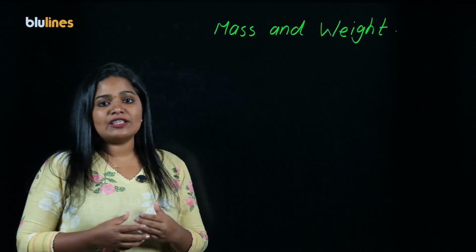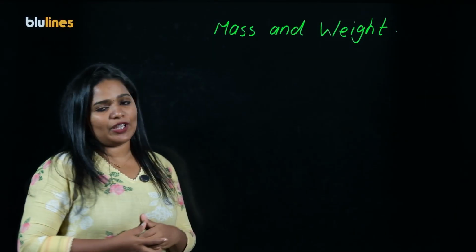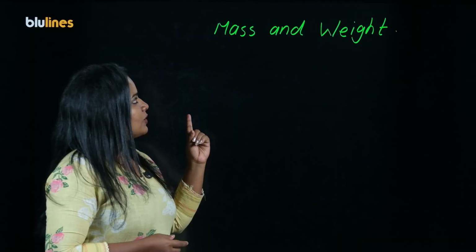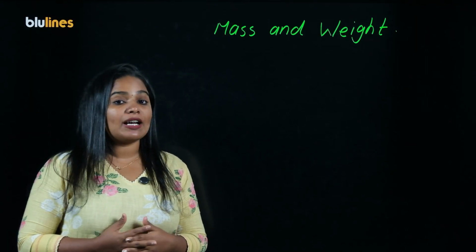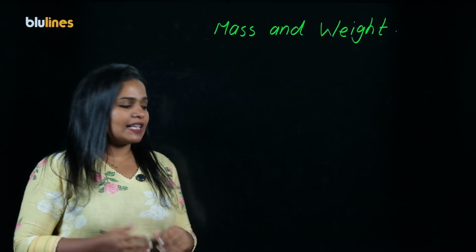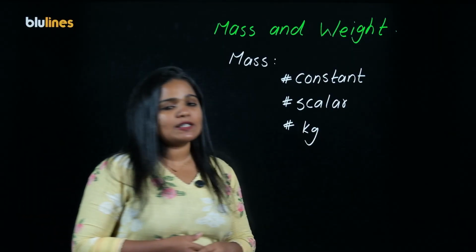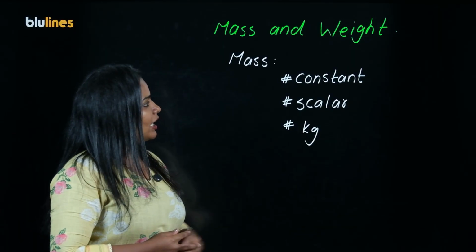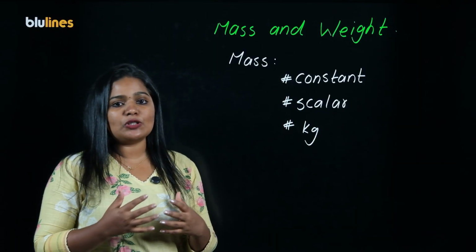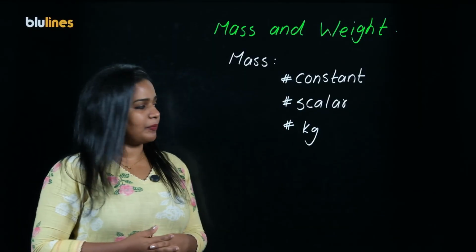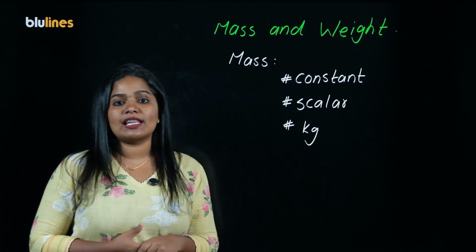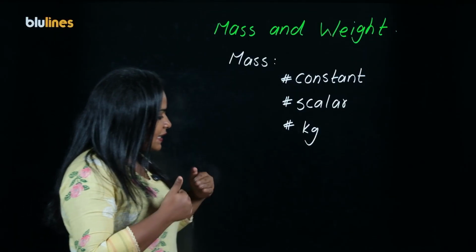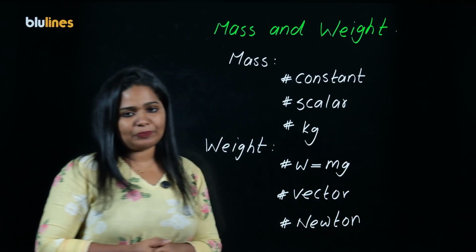Now we have an interesting topic, that is mass and weight. Generally, we confuse these terms. What is the difference between mass and weight? Mass is the amount of matter present in this body. It is a constant. It is not going to change from place to place. It is a scalar quantity, and what is the unit of mass? It is kilogram.